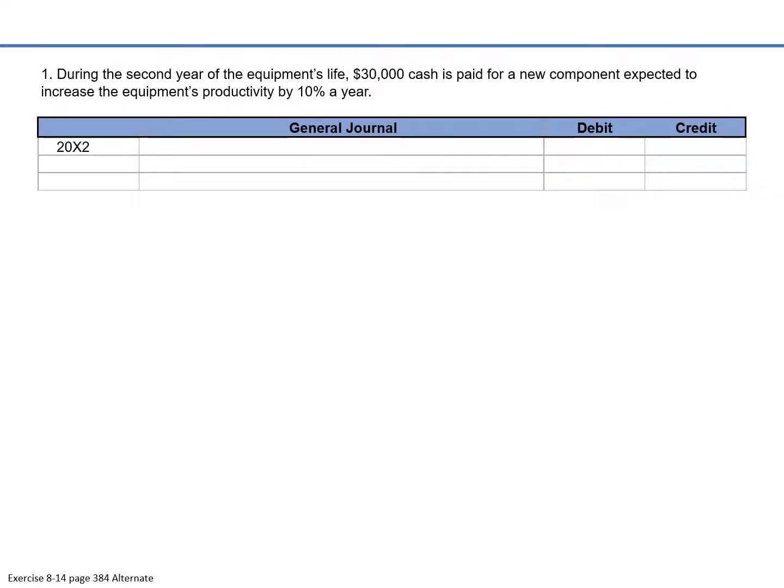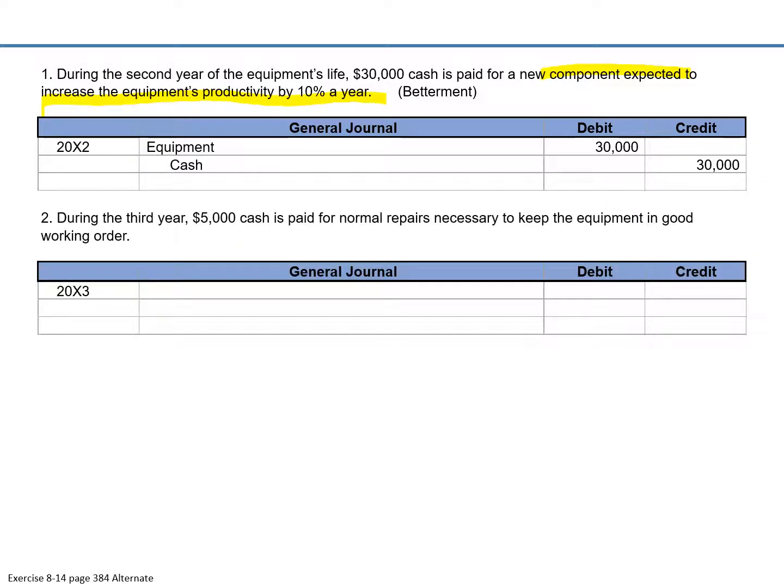All right, during the second year, $30,000 cash paid for a new component, expected to increase the productivity. That gets recorded to equipment. It's a betterment. Debit equipment, credit cash. During the third year, $5,000 cash is paid for normal repairs necessary to keep the equipment in good working order. It's a repair expense. Debit repairs, credit cash.